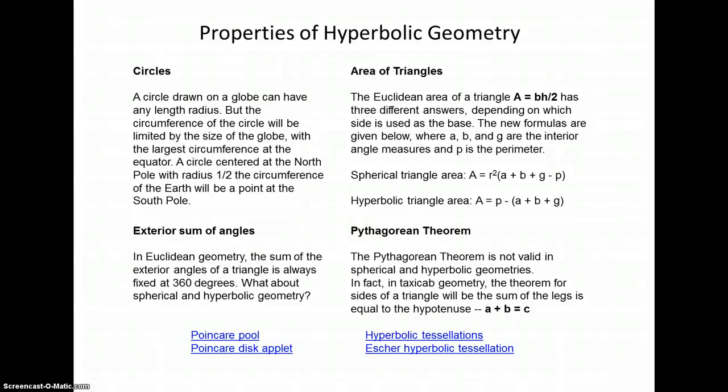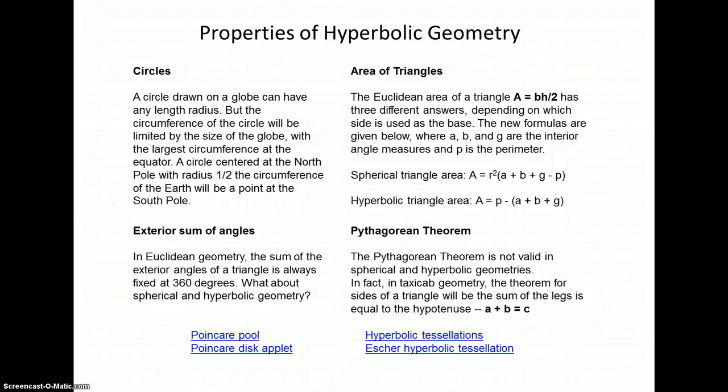Let's start over with the area of triangles. We're used to the Euclidean area of a triangle being half of the base times the height. But if we use this formula, we get three different answers in hyperbolic and spherical triangles, depending on which side we use as the base. So the two new area formulas are given below, one for spherical triangles and one for hyperbolic triangles.